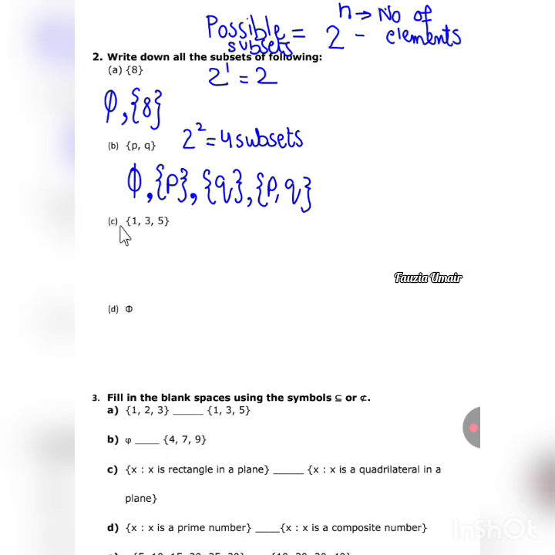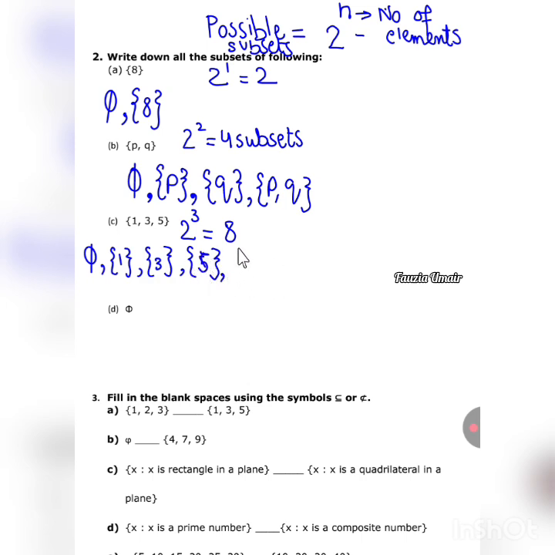So next is set C. Set C is a set with 3 elements, so you need to find the possible number of subsets. 2 raised to power 3 is 8. So now let's write down the 8 subsets. First would be the empty set. Second would be the singleton sets: {1}, then {3}, then {5}. So now we are done with the singleton sets.